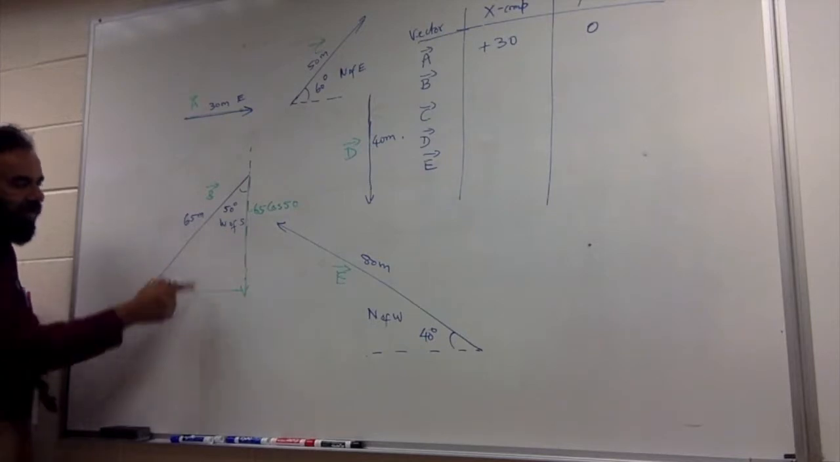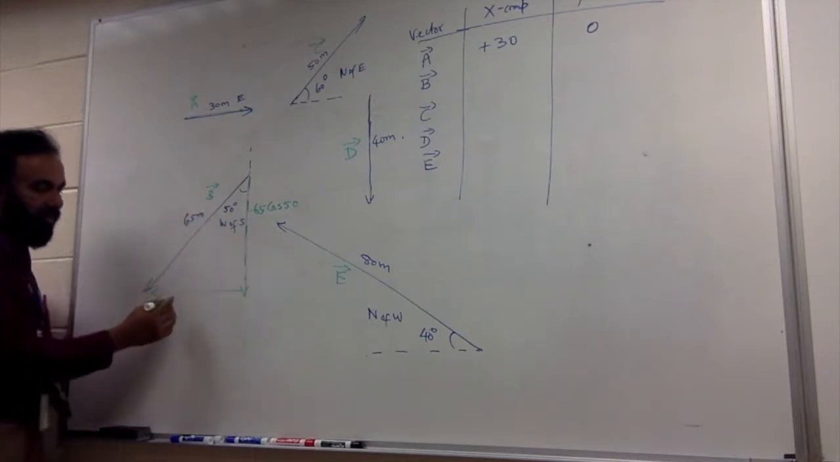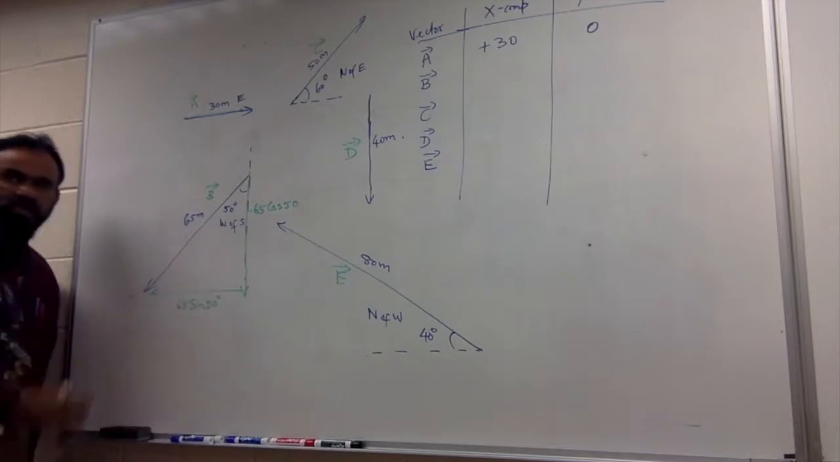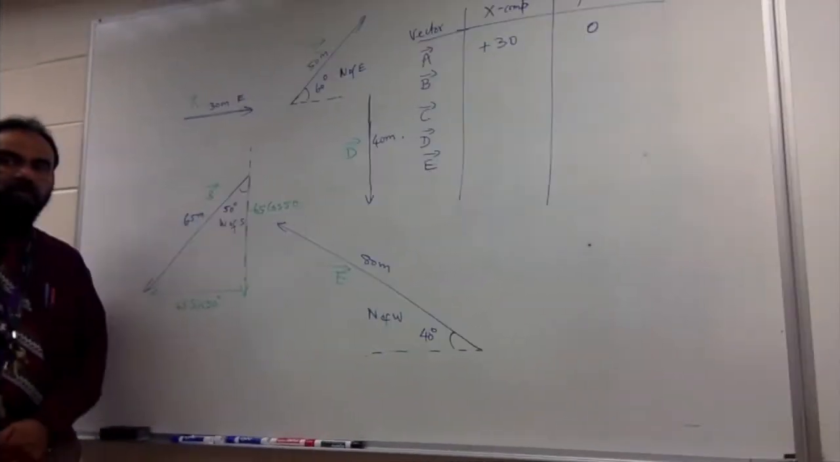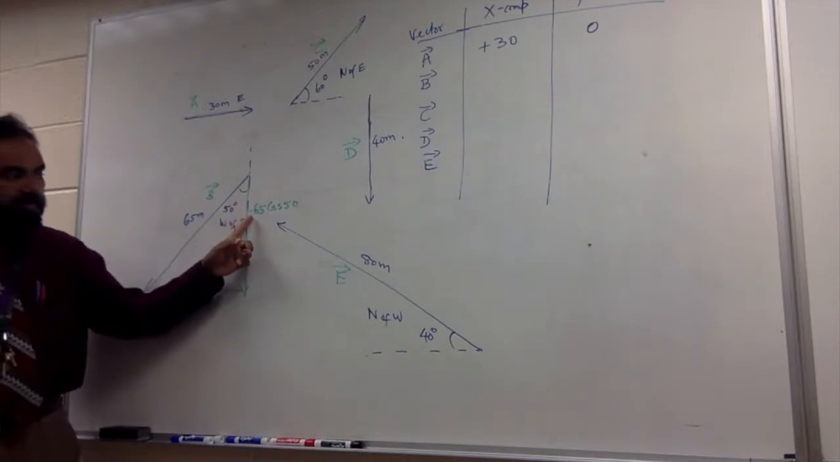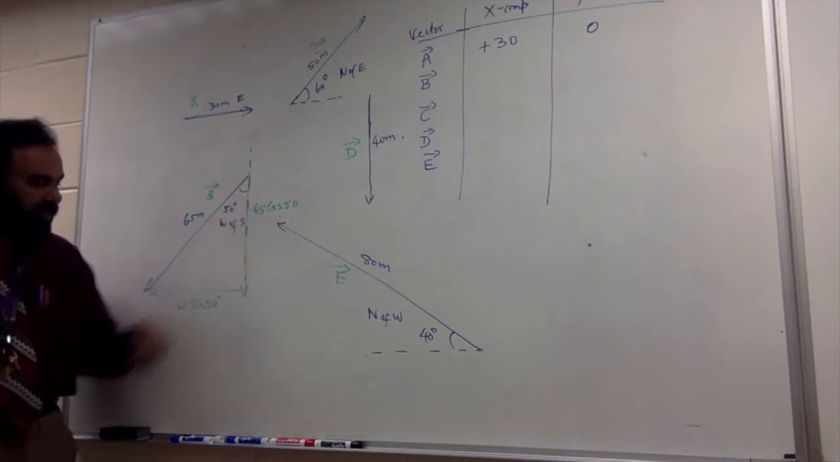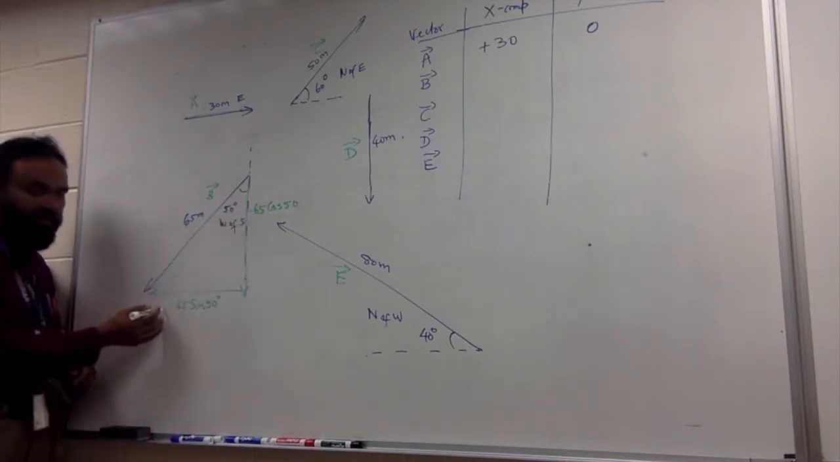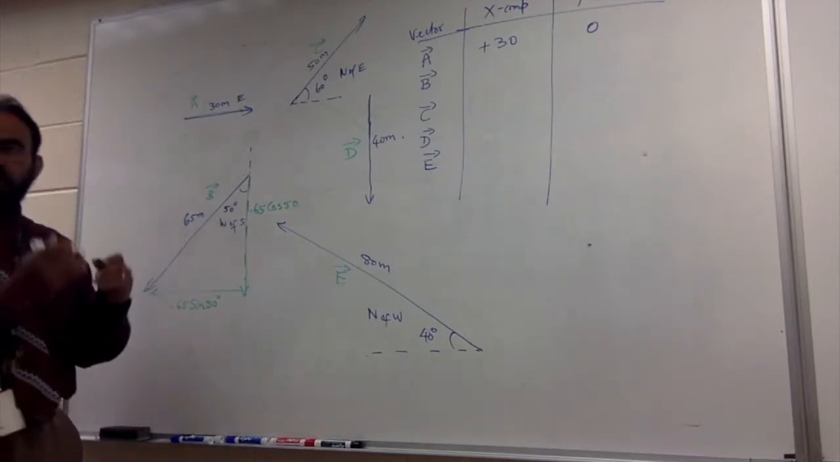Just do this. What is this component? It's the opposite of 50, so 65 sine 50. So easy to split it. You don't have to use trigonometry. So 65 cosine 50 downwards. And what about this? Is it positive or negative? Negative.